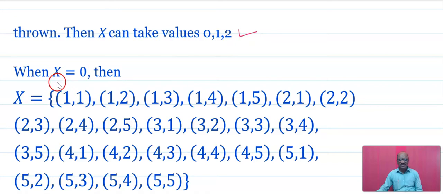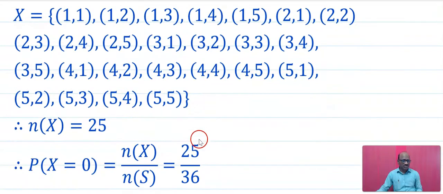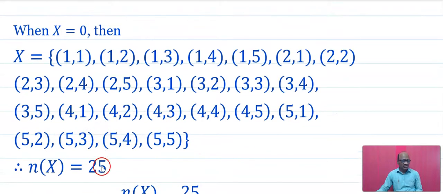Then when x = 0, that is no 6 is there, these are the sample points. n(x) = 25. You can count it: (1,1), (1,2), (1,3), (1,4), (1,5), (2,1), (2,2), (2,3), (2,4), (2,5), (3,1), (3,2), (3,3), (3,4).